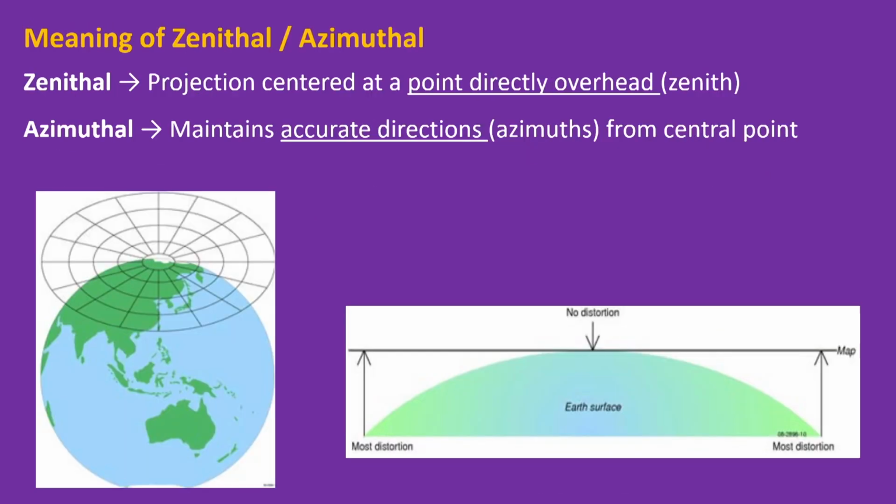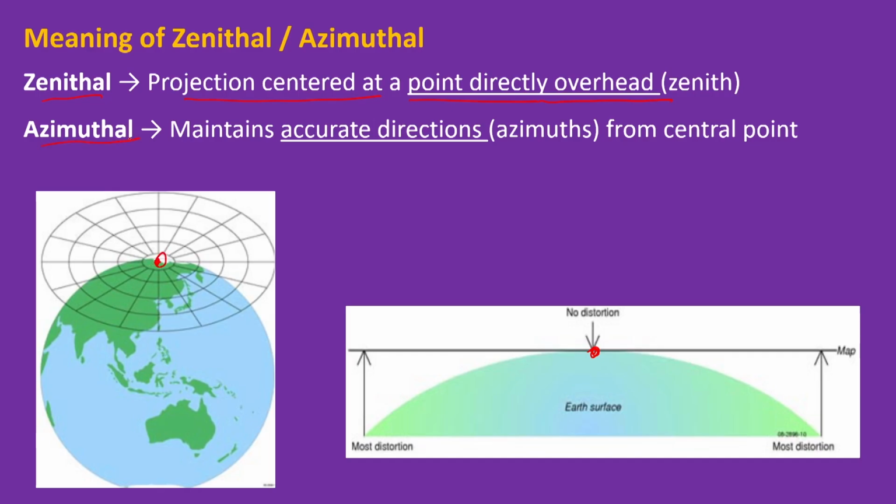The meaning of zenithal and azimuthal projection is very simple. Zenithal is nothing but projection centered at one point directly overhead. Assume that this is the point you have chosen, just touch this point alone where you can have more accuracy. In order to understand better, look at this picture. We are just touching any one point on the globe, overhead.